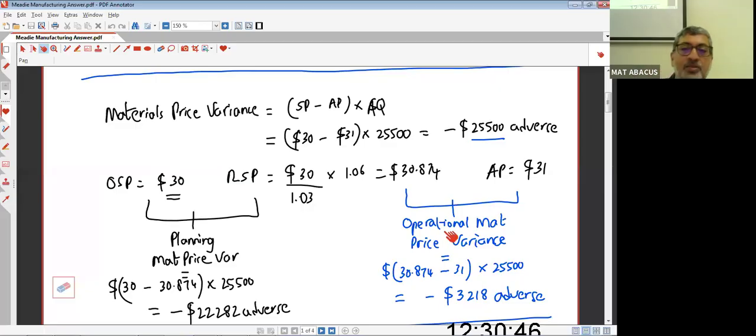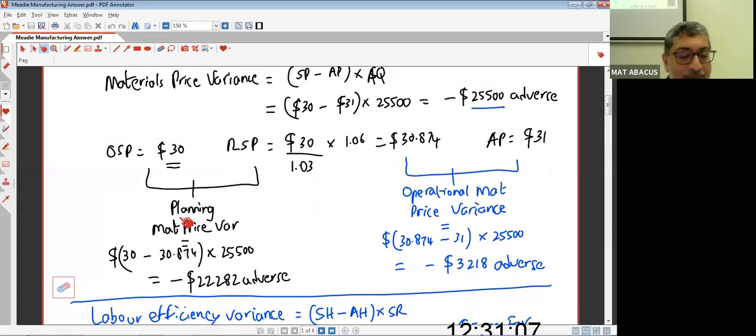Yeah, but in reality, the price goes up to 30.874 because in the $30, there was already 3% inflation. So you must divide by 1.03 to remove the 3% inflation and then re-inflate at 6%, giving 30.874. So this was a big mistake. So for the planning material price variance, it should be $30 originally. It went up to 30.874, and we have used 25,500. So it is adverse 22,282 when you multiply.